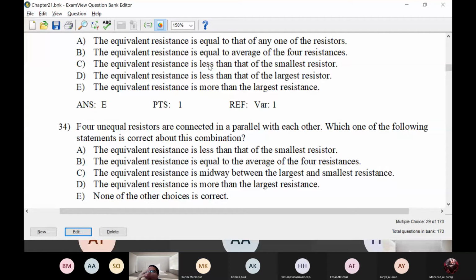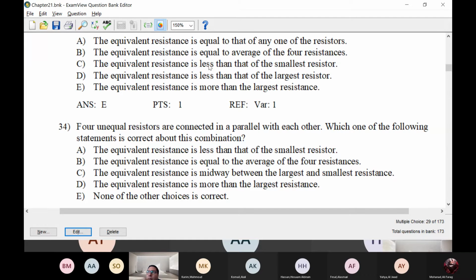So when we have more than one resistor connected in parallel, we said that the equivalent resistance for all of these would be what? The answer is here. We have answered it before. For example, if you have 100,000 ohm and only 1 ohm connected in parallel, the equivalent will be less than 1. I have given this example before.